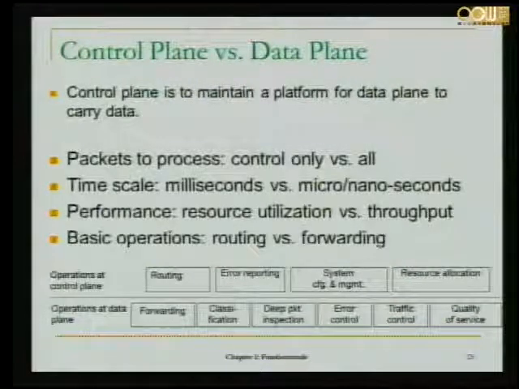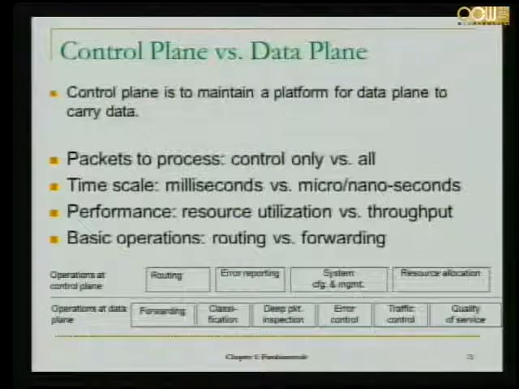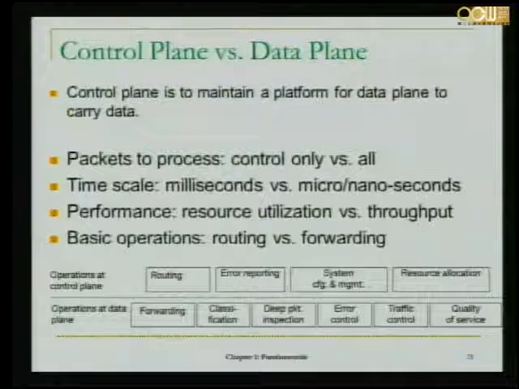The packets processed by the control plane are only the control packets. However, the data plane needs to handle all of the packets, including the control packets, but mostly the data packets. In some systems, control packets are probably only 1% of the packets. In some systems that have heavy control, they might have, say, 5% control packets. But usually the percentage will be very low.